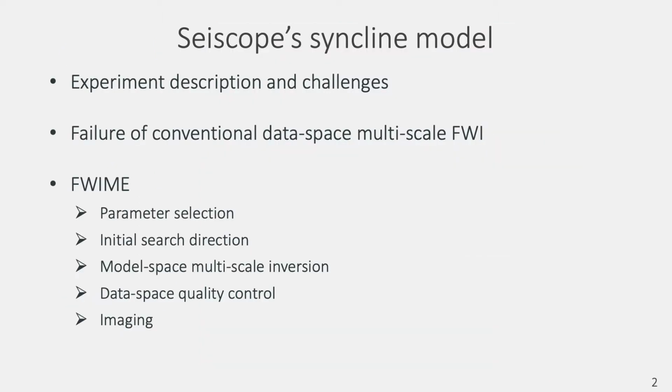We begin with a brief description of the experiment setup and we summarize the main challenges associated with this example. We first show that conventional data space multiscale FWI fails to retrieve a useful solution, and that FWIME is able to retrieve an excellent solution. And furthermore, we closely examine all the different components of the algorithm as we did for the last two numerical examples.